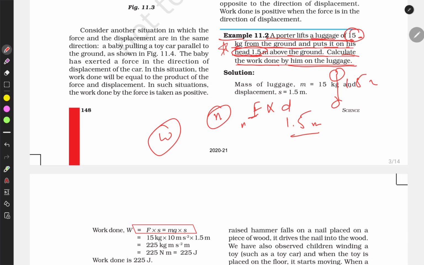So force is also mg, mass into gravity. This is also the force which we call weight. We just discussed this in the gravitation chapter. So mg: mass is 15 kg, and g is how much? g will be 9.8. So by multiplying all these values, and by making the units the same, we can find how much work was done.